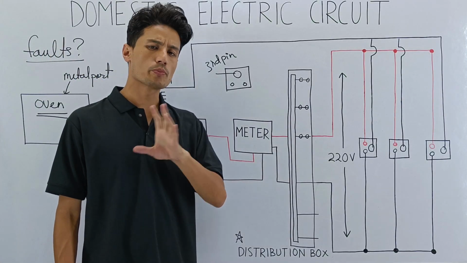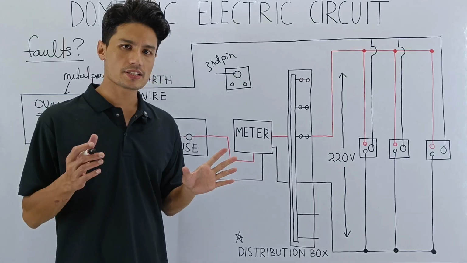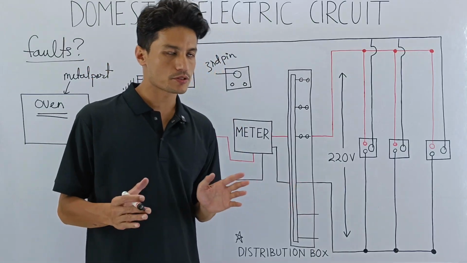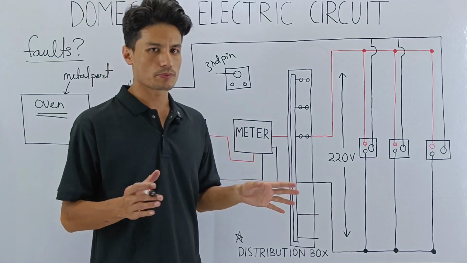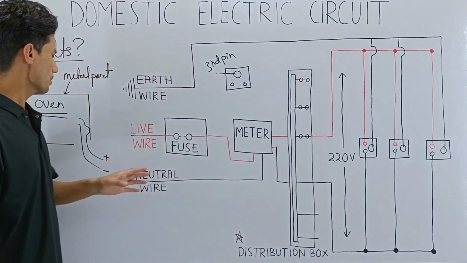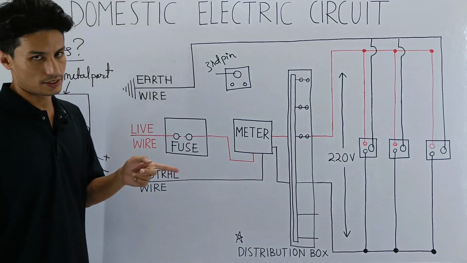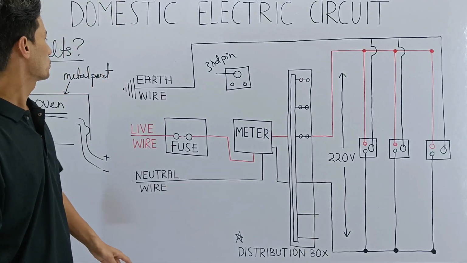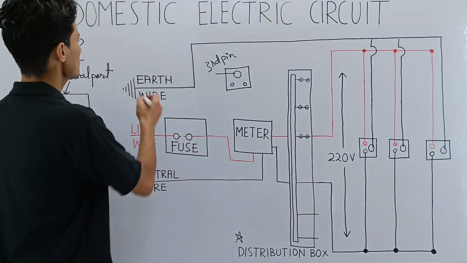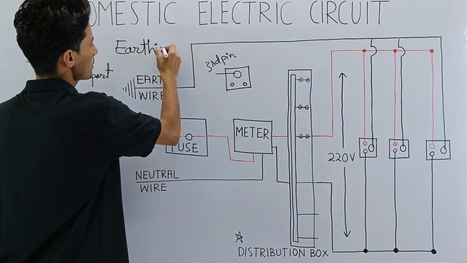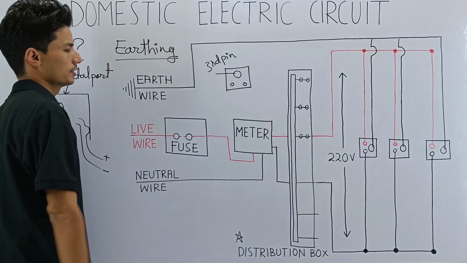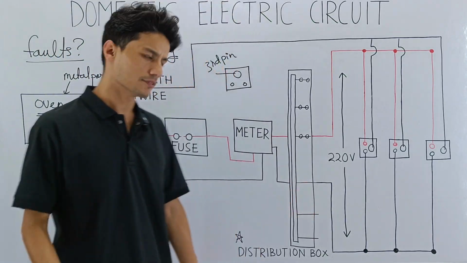So how do we prevent this? Is there a way? The answer is yes, my dear students. We may not be able to stop it, but we can prevent this. There's a way by which we will not get electrocuted. The solution to this is earthing. The electrical appliance has to be earthed. So how will earthing be done?